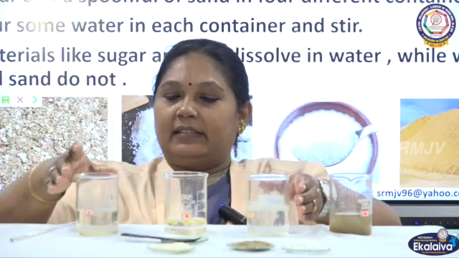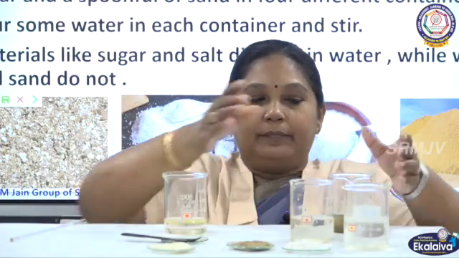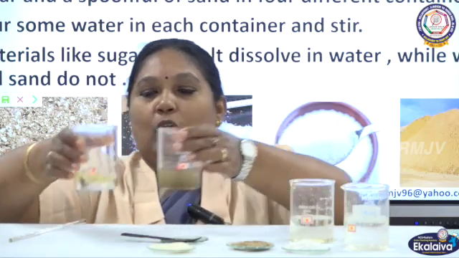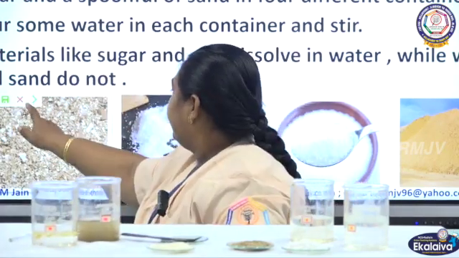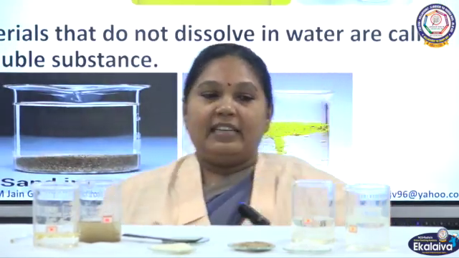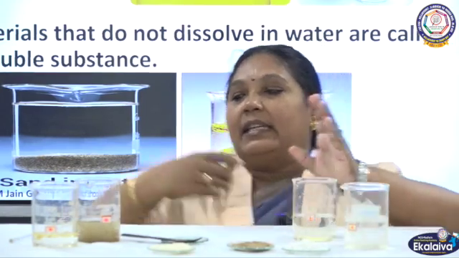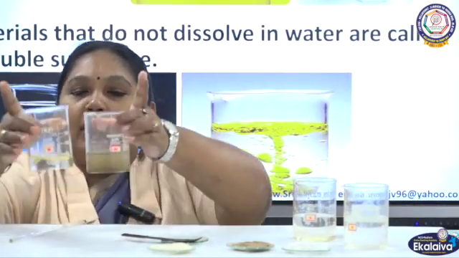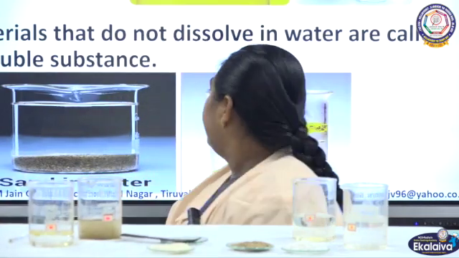We can see that sugar and salt dissolve in water, and sand and wood do not dissolve in water. Materials that dissolve in water are called soluble substances, and the materials that do not dissolve in water are called insoluble substances.